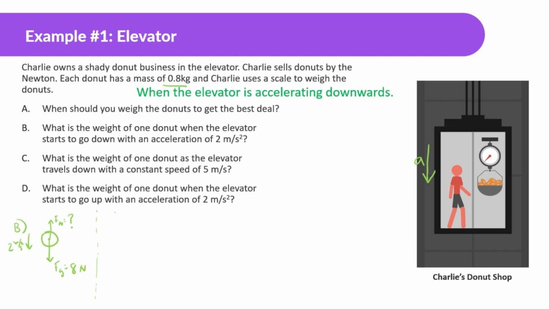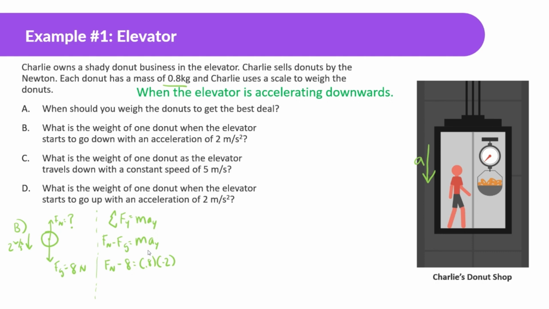Okay, so let's do this. Sum of all forces in the y equals mass times acceleration in the y. There's two forces in the y. Force normal going up, force of gravity going down, mass of the donut times acceleration of the donut. We don't know the normal force, but we do know force of gravity is 8, and we do know mass is 0.8, and we do know it's accelerating down 2 meters per second squared. Okay, if we do that, now we can use a calculator.